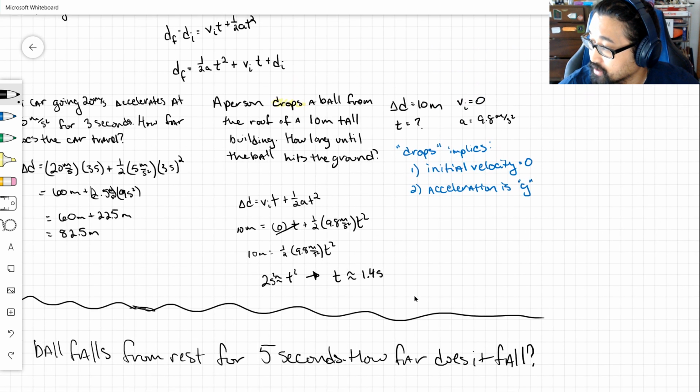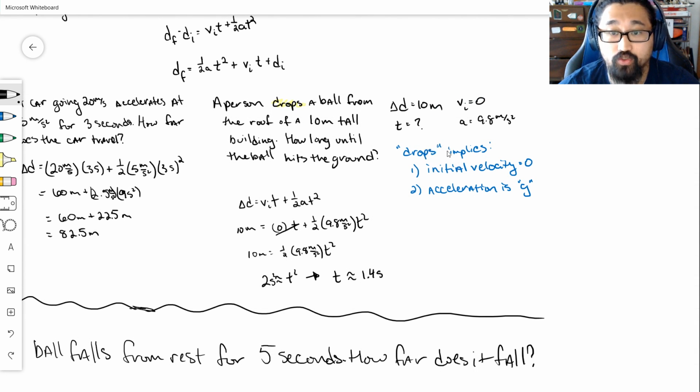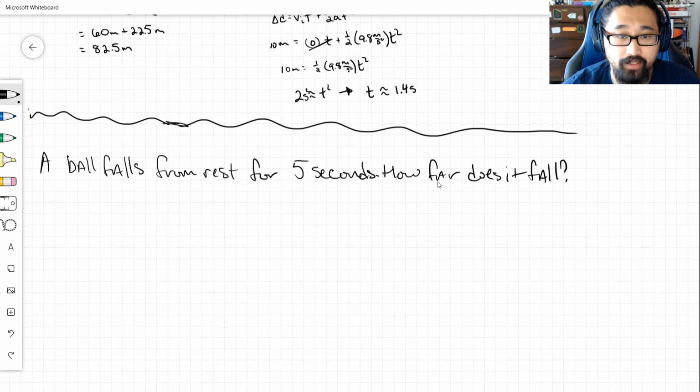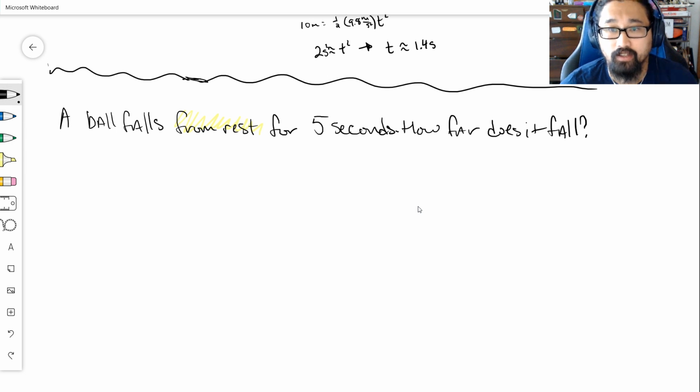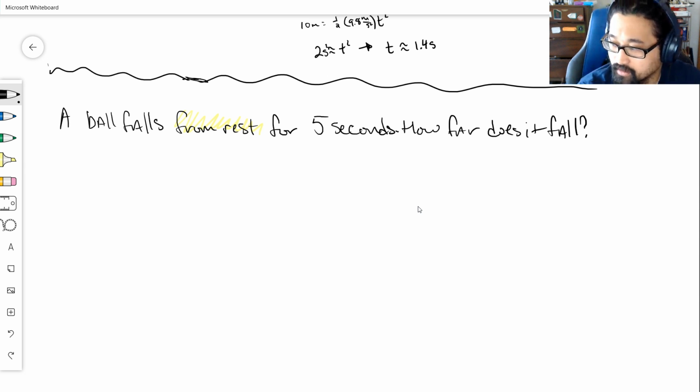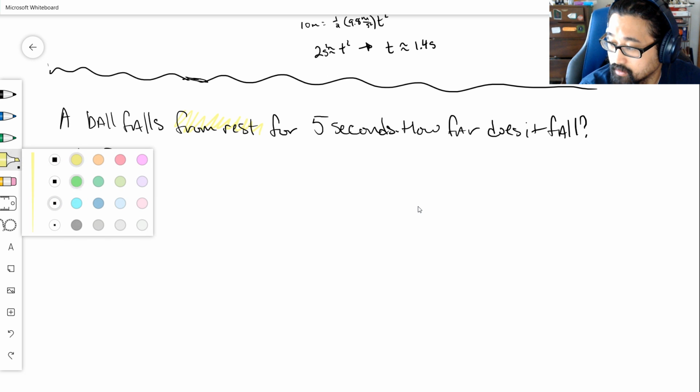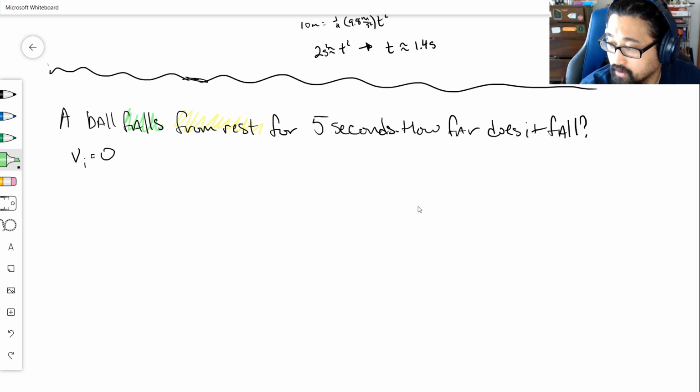Now, I said before that if you look for the word drops, it implies that the initial velocity is 0. It implies that acceleration is lowercase g, which you can find on your reference table. I don't recall if I've said this before, but this phrase, from rest, also implies that initial velocity is 0. So I know that this is 0. It's falling, right? Right here. Falls.